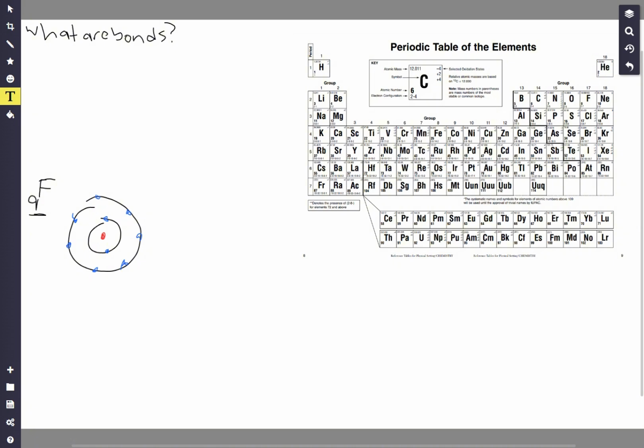So how am I going to do that? I'm going to do that through bonds. So bonds allow atoms, essentially, to gain valence electrons or to lose valence electrons in order to reach a full valence shell. So there's 3 types of bonds that are really important for you to know. Ionic bonds, covalent bonds, and metallic bonds.